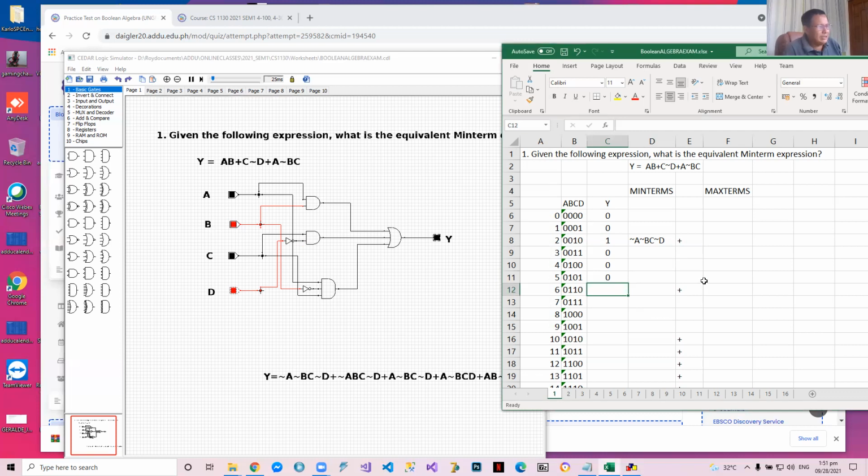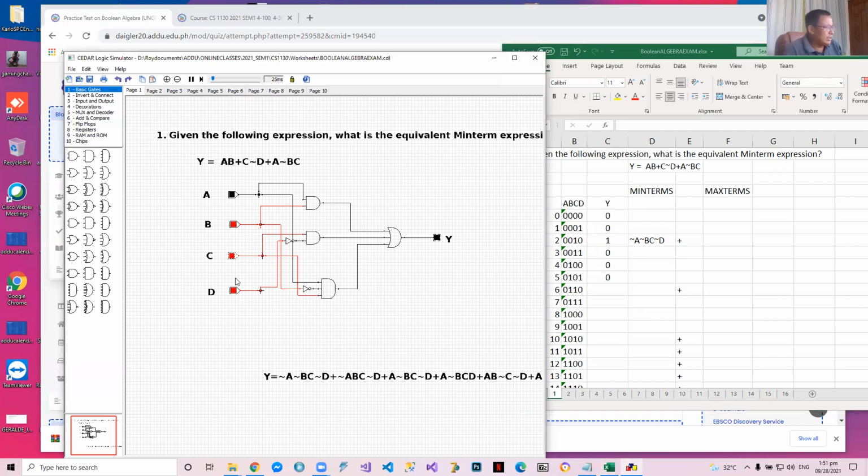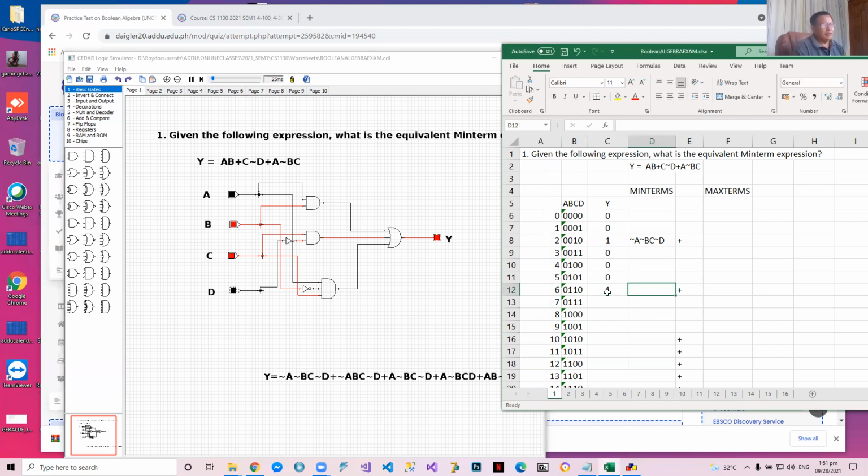And then we'll have 0, 1, 1, 0. This is a one and this is a zero. This is a red, so this is another min term. That's what we are looking for. We have not A, because it's a zero, B, C, and not D. Any questions so far?